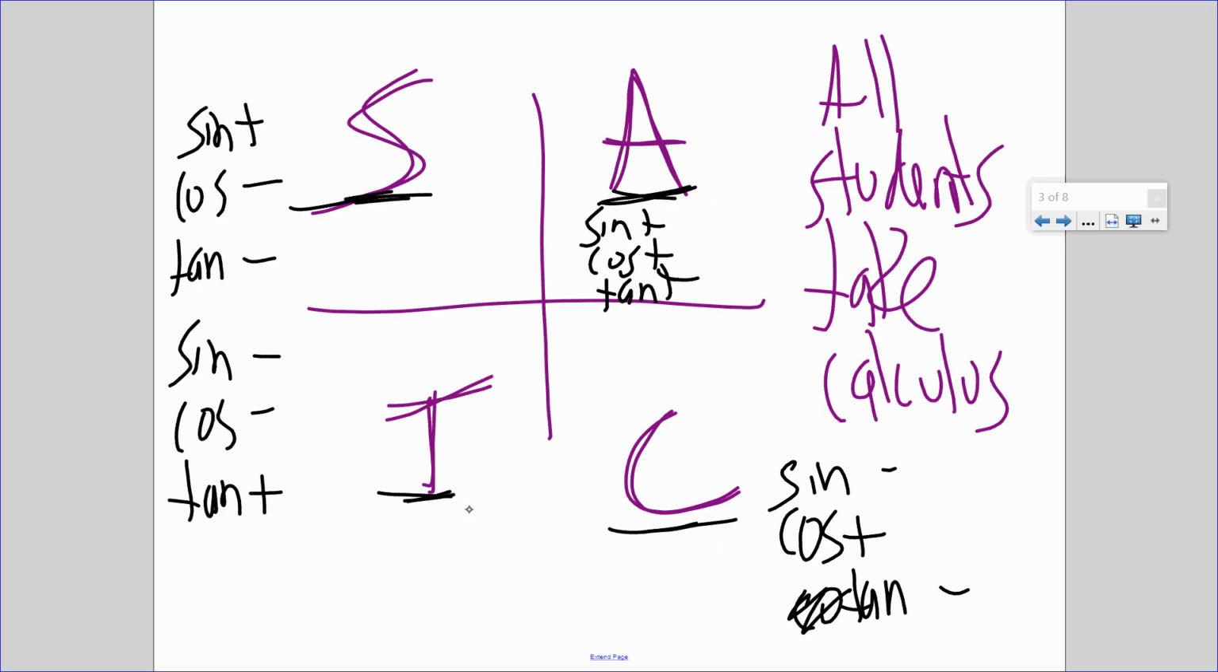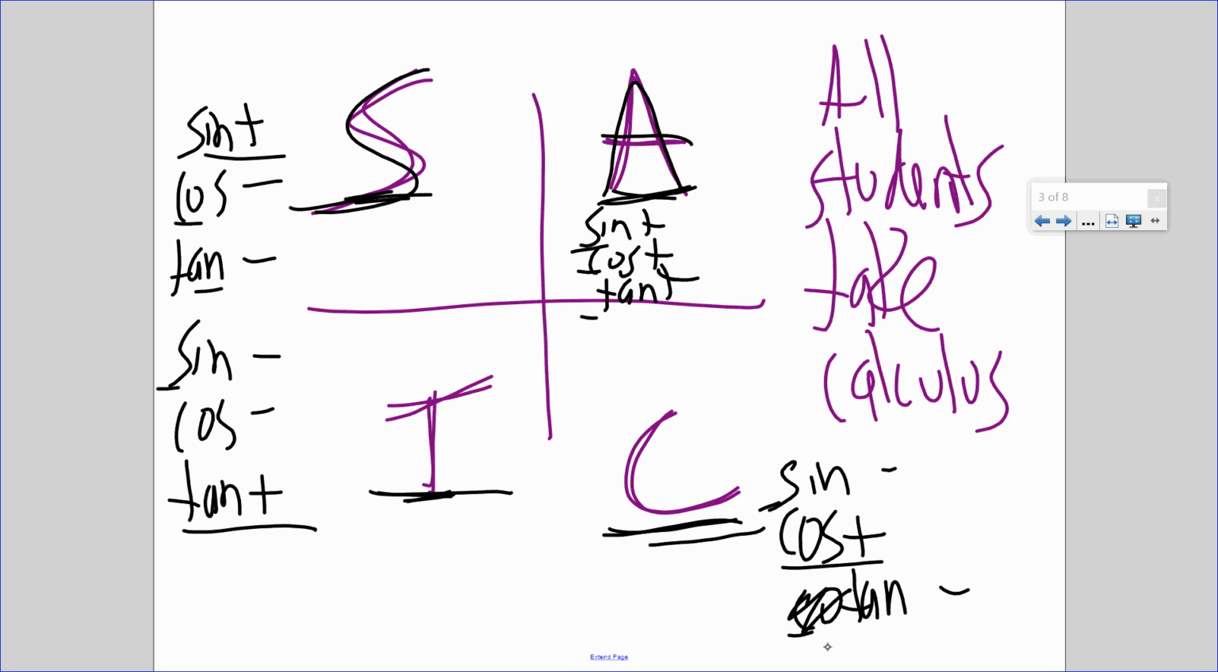All students take calculus. In Quadrant 1, they're all positive, so sine, cosine, and tangent are all positive. In Quadrant 2, only sine is positive, so cosine and tan are negative. In Quadrant 3, only tan is positive, so cosine and sine are negative. And in Quadrant 4, only cosine is positive, so sine and tan are both negative. So what we're going to do today is determine the sign, or which quadrant it's in, based on the signs of sine, cosine, and tangent.